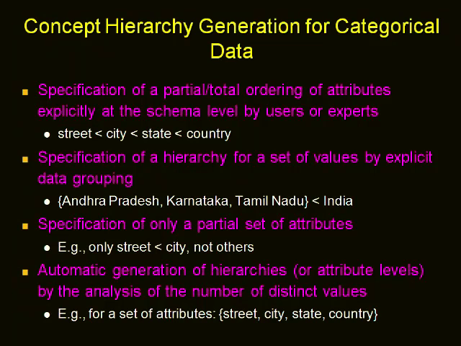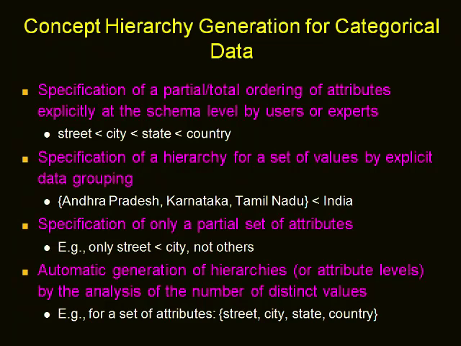Concept hierarchy generation for categorical data. Categorical data are discrete data and have a finite but possibly large number of distinct values, with no ordering among the values. Geographic locations, item types, and job categories are all examples of categorical data. Several methods exist for concept hierarchy generation for such data. They are grouped into 3 different kinds.